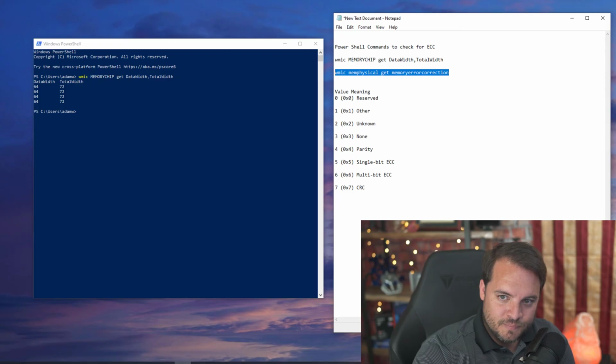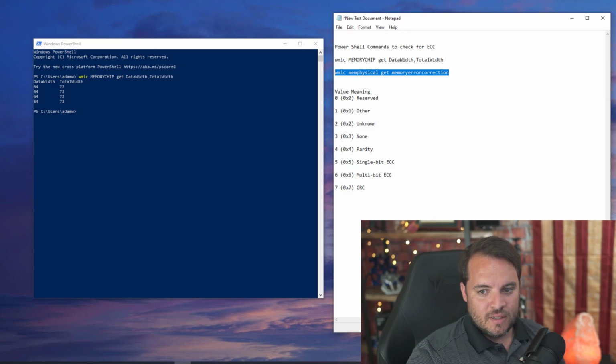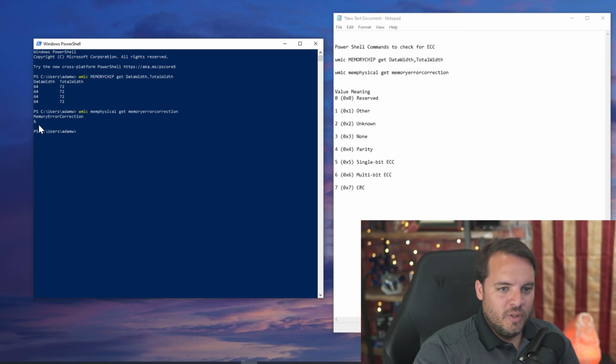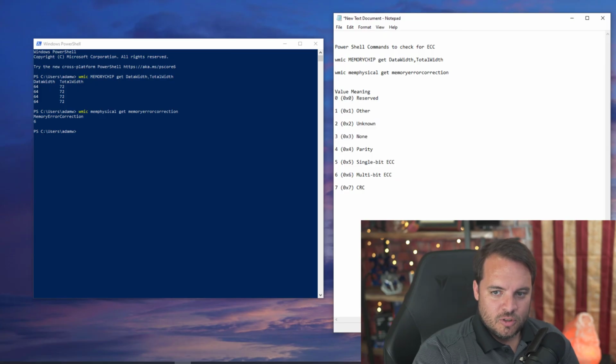This is going to give us a value between 0 and 7 that will also tell us if we're running ECC RAM or not. When we type in this command, we get the memory error correction value 6. If we look at this chart for the meaning of this command's values, you can see that 0 is reserved, 1 is other, 2 is unknown, 3 is none, 4 is parity, 5 is single-bit ECC, 6, which is what we have, is multi-bit ECC, and 7 is CRC. So what typing both these commands tells me is, one, that it's recognizing that it's ECC memory, and two, that it's recognizing that it's multi-bit ECC memory.